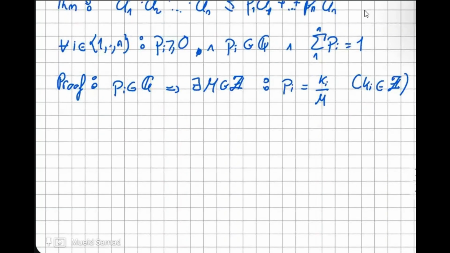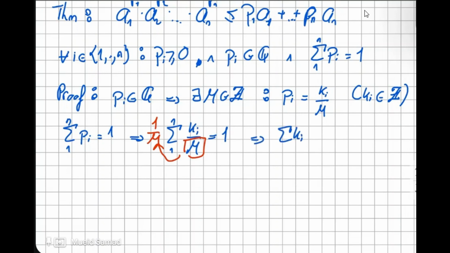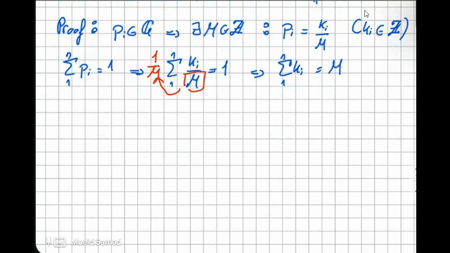Now, why did we do that? If these pi's sum up to 1, then if we use this new form of the pi's, we can write the sum of ki divided by m equal to 1. Well, this m is a constant, so we can drag it out of the sum. And if you multiply it out, then we have the summation of all of these ki's from 1 to n equals m.